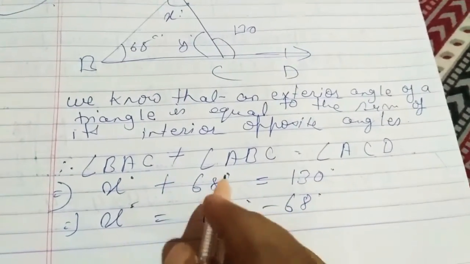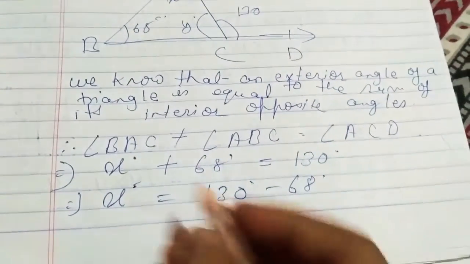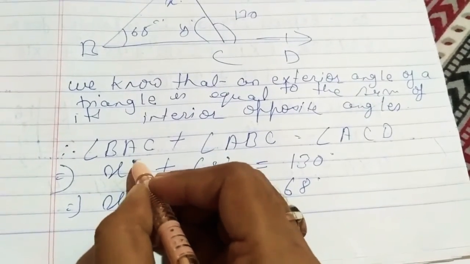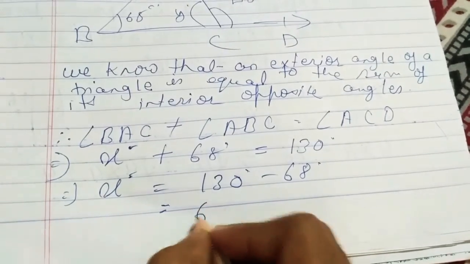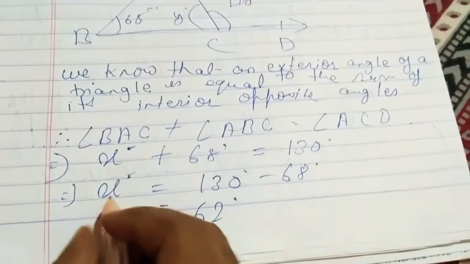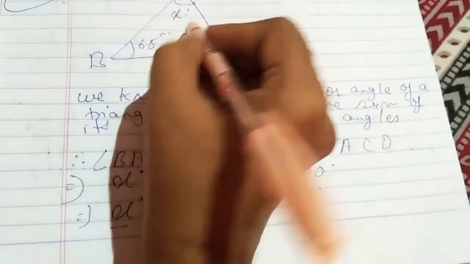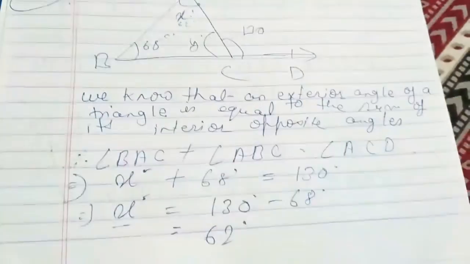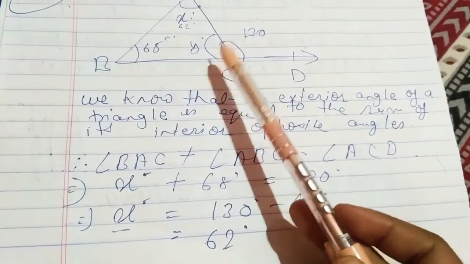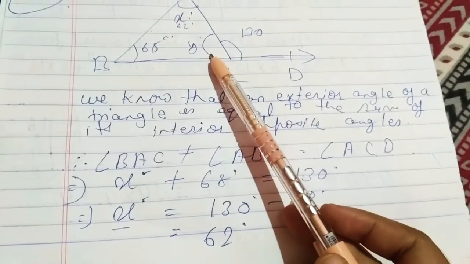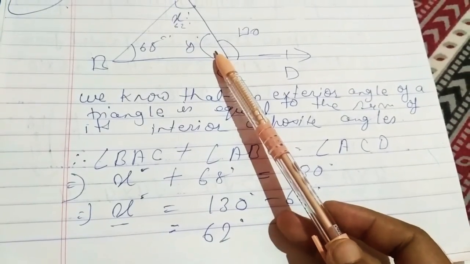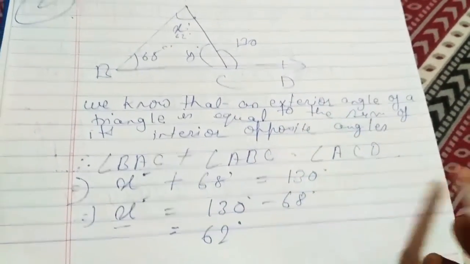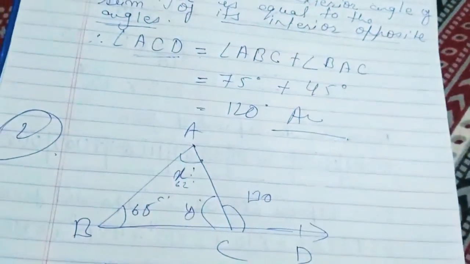Here is some exterior angle given, so don't write it like this. Just subtract it, then 62 degree. So x is 62, and you have to find out y. So y you can find according to linear pair, or sum of the angles of a triangle is 180. I'm going through the sum of the angles of a triangle.